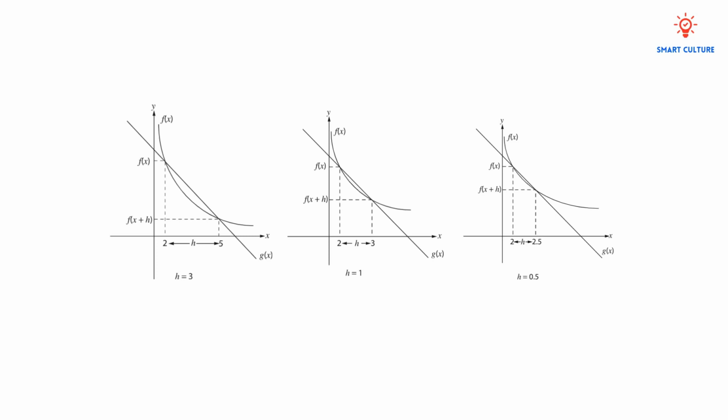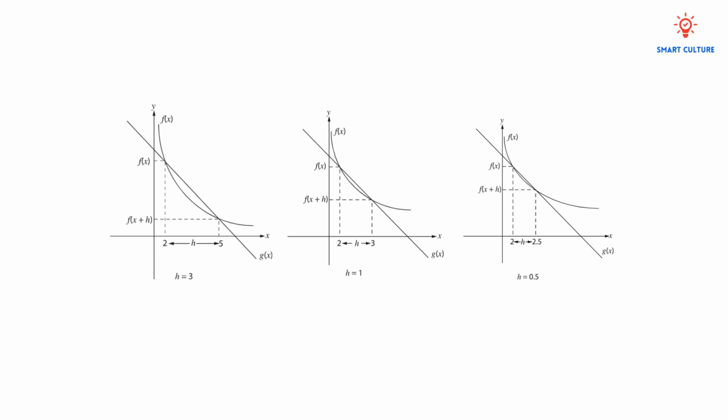In each of these graphs, g of x is a straight line with the same gradient as the average gradient of the curve between the points x and x plus h. Can you see that as h decreases, the 2 points on the x-axis get closer together? Can you also see that as they get closer together, the average gradient changes? So as the 2 points get closer together, in other words, as h becomes 0, the average gradient between the 2 points becomes the actual gradient at that point.